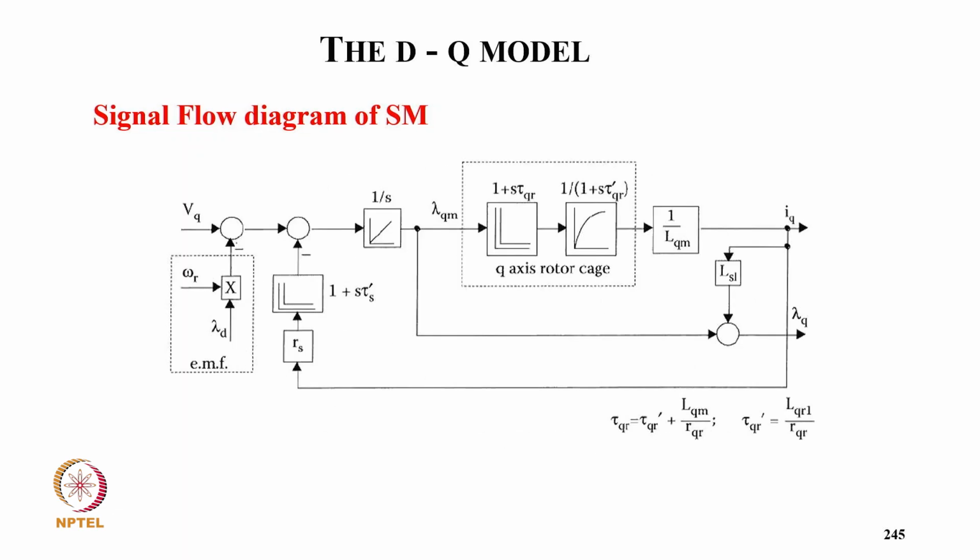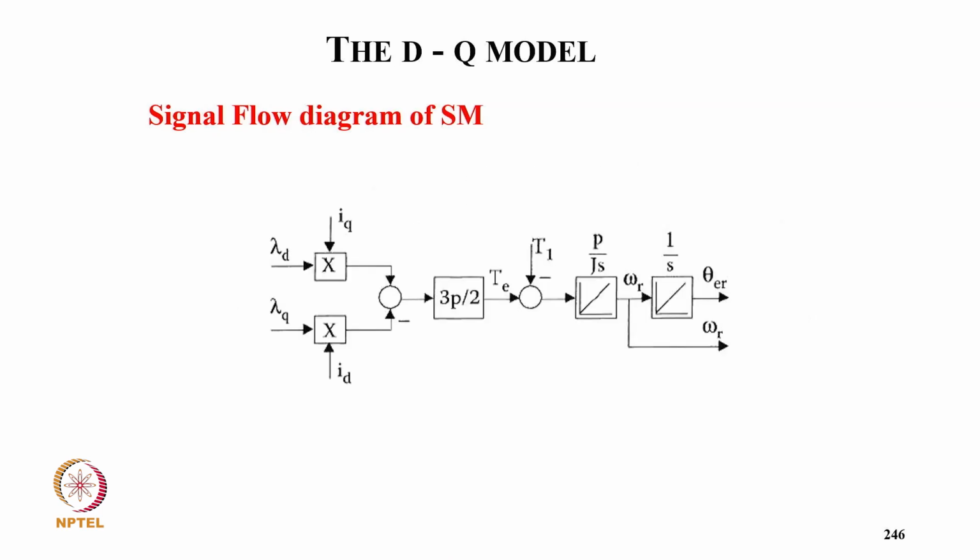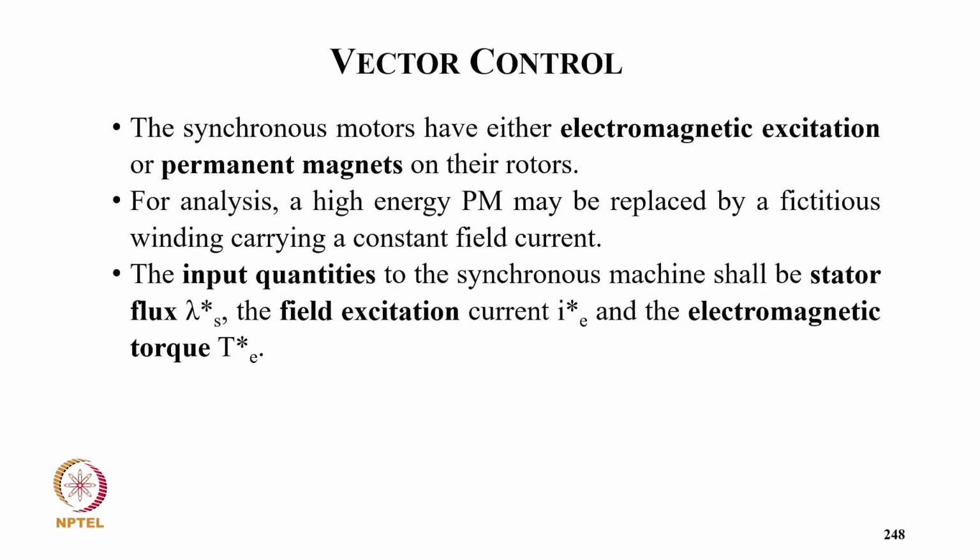And similarly for the Q axis phasor diagram, the signal phasor diagram, and this is the signal flow diagram, of course, with lambda 2 to typically get the speed and your position, with of course the developed torque minus the load torque, and then the mechanical part of it. So now coming to vector control.